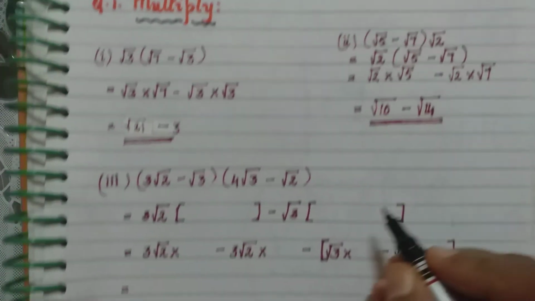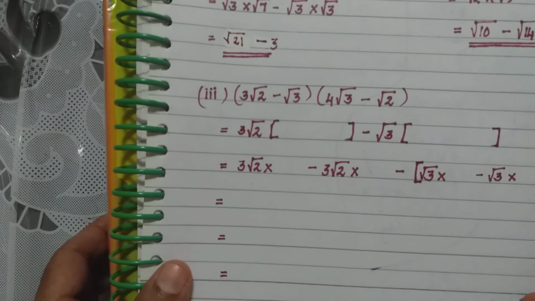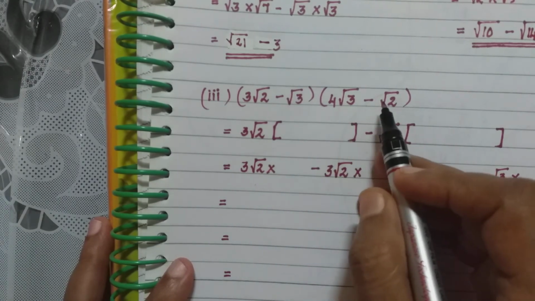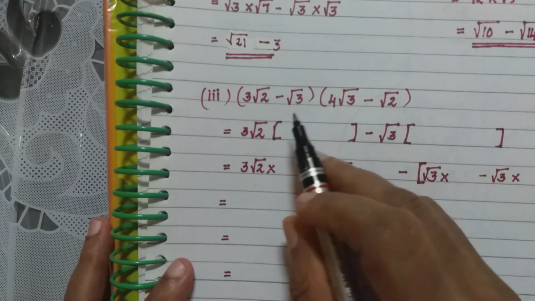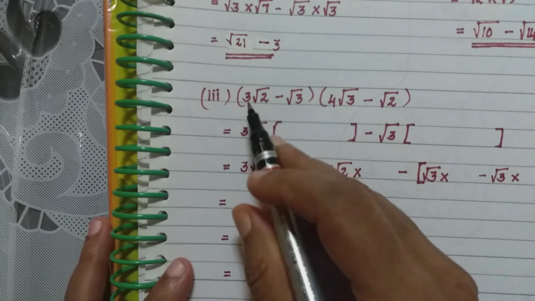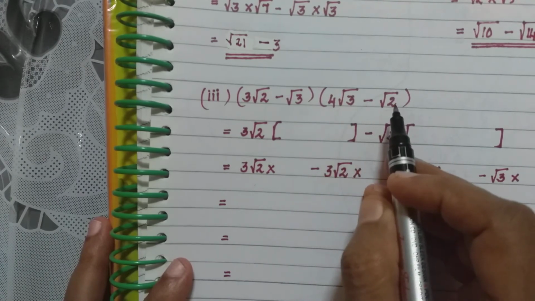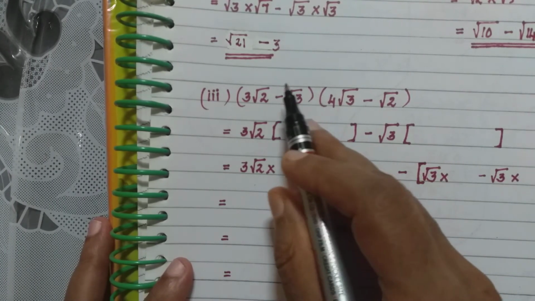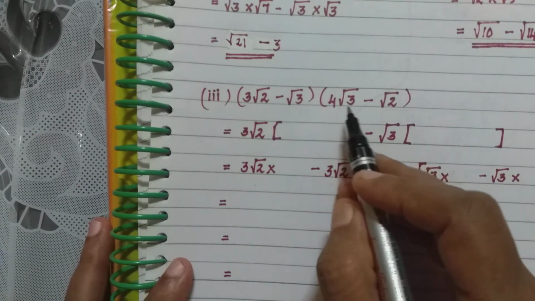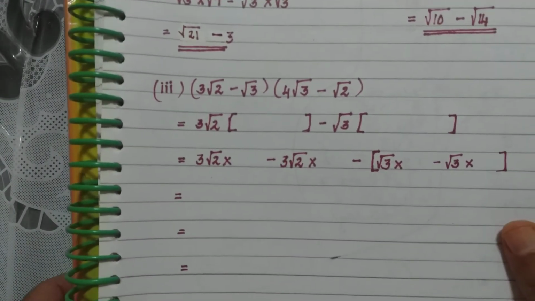Now going to the third question. Let us see the third question. We have two terms in one bracket and two terms in the other bracket. Now how will we handle this? We'll take the first term of this and multiply with both the terms in the second bracket. Then take the second term of this, that is minus root 3, and then multiply with both these terms. Let us see how to do it.